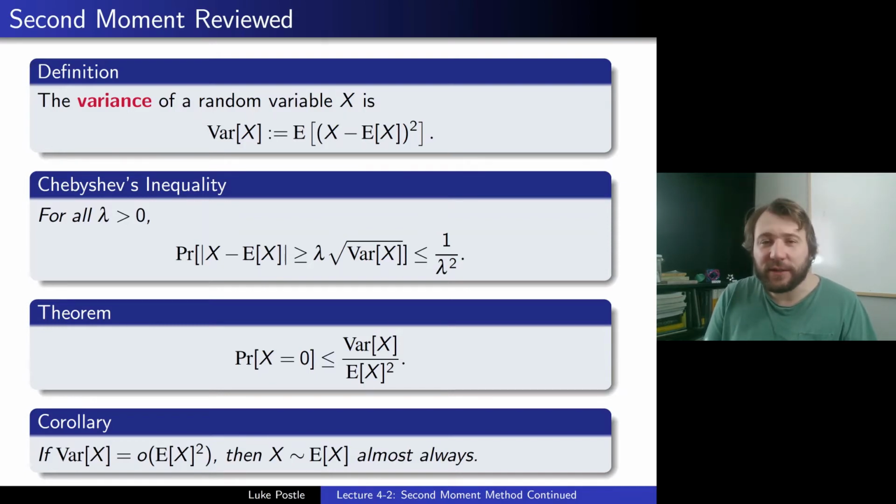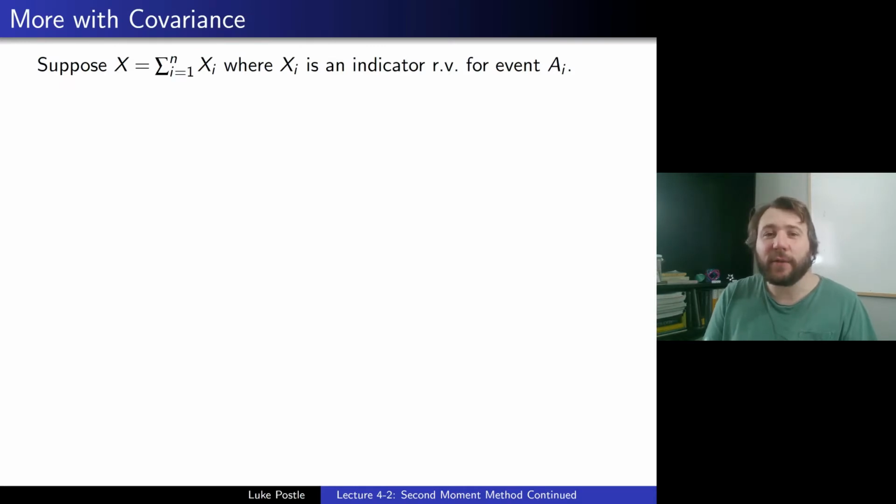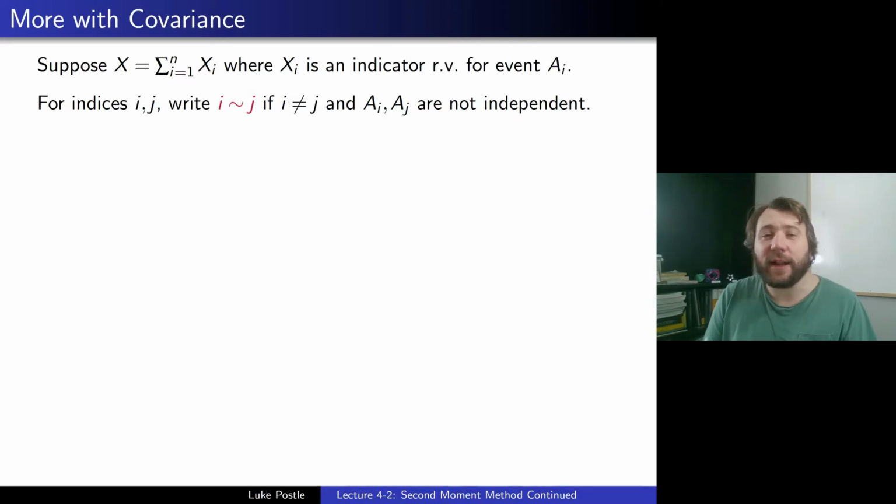Today we'll be doing some additional examples, and in particular, we're going to focus on the case where we suppose that X is the sum of variables X_i, where X_i is an indicator random variable for the event A_i. Now in this case, for indices i and j, we will write i ~ j (i tilde j) if i is not equal to j and A_i and A_j are not independent. So somehow they're dependent events. And then we will define Delta, just a notation for this specific second moment method, to be the sum over these pairs (i, j) where i ~ j, so where i depends on j, of the probability of A_i intersect A_j, that both of them happen.